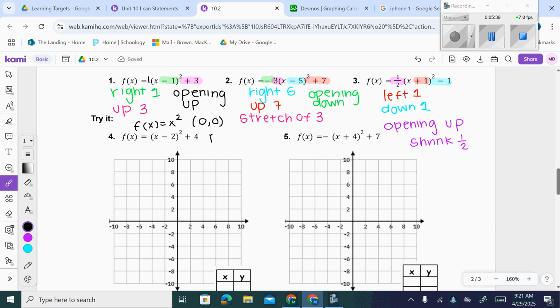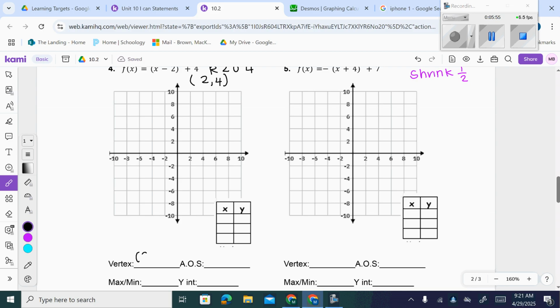If I go right 2 and up 4, what's my new vertex as a coordinate? 2, 4. Everybody okay with that? You change this on the inside, outside stays the same. So your vertex is 2, 4. Go plot that on your graph. Is that one coordinate enough to draw a parabola? No. So you're going to take your vertex and put it in the middle of this table.